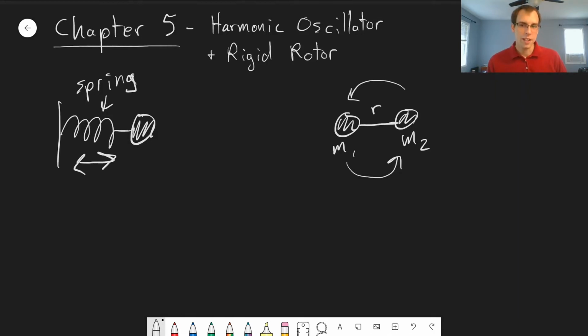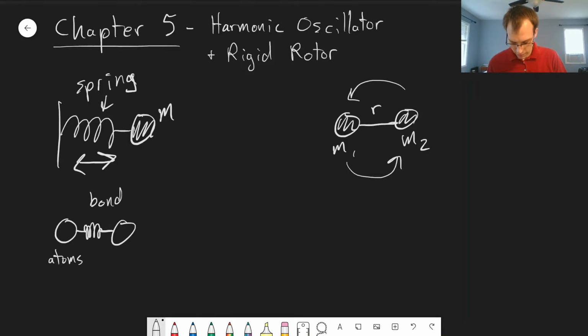Now, how these apply to chemistry is that the harmonic oscillator is a model for bonds. So we can view a bond between two atoms as if it's a spring. Now, this model doesn't work exactly, but it's a good first approximation that we can start with.